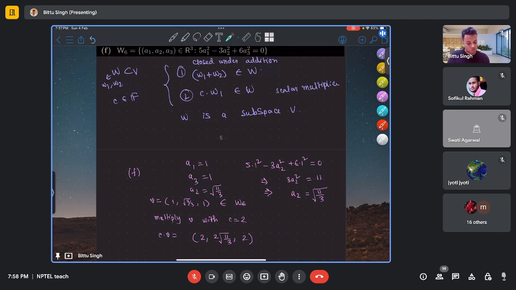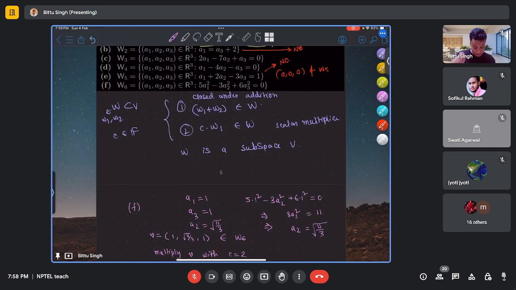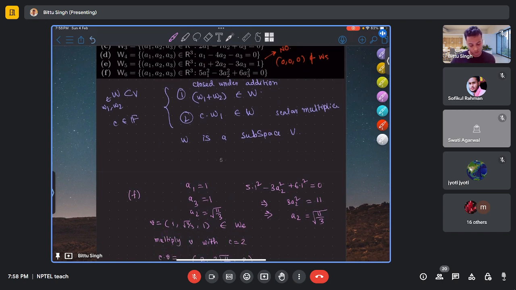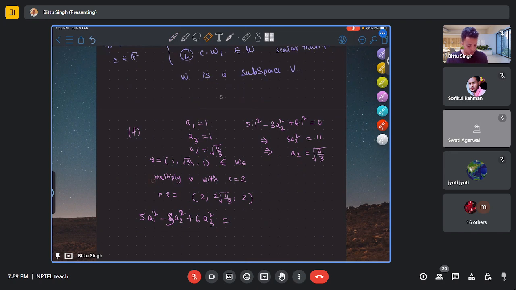5a1 square minus 3a2 square plus 6a3 square. Here the scalar multiplication will work because it is homogeneous. Scalar multiplication will not help, so you need to choose another point.